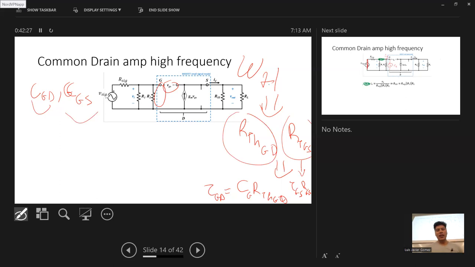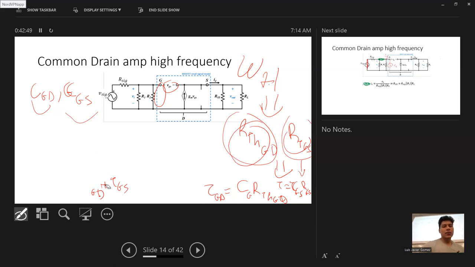So C, and then this is tau. Okay, so all you're looking for is R Thevenin, that's it. The rest is just multiply that by capacitance and then take 1 over tau GD plus tau GS. All of the work is this.